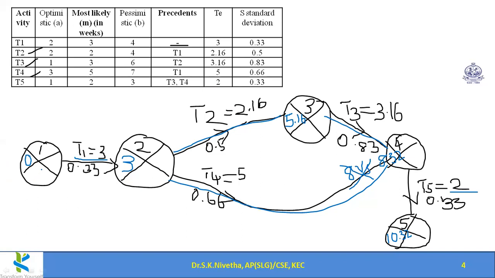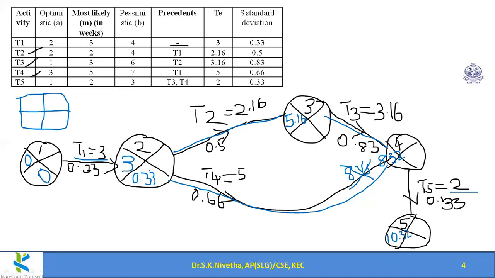So here 0, 0 plus 0.33 becomes 0.33. So instead of this normal circle, we can also make a distinction between the PERT technique and the activity on arrow technique like this. Both can be used. So now 0.33 I filled here, standard deviation.